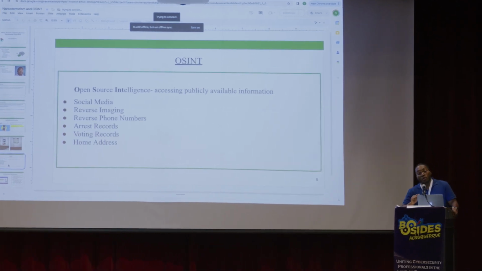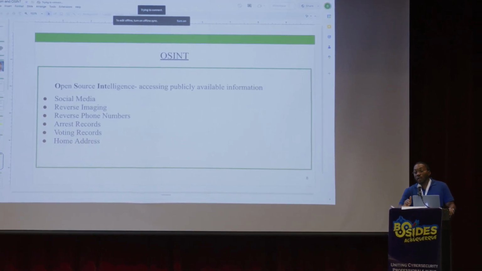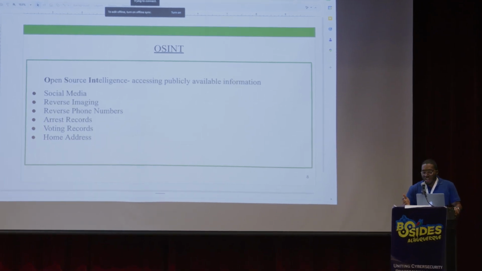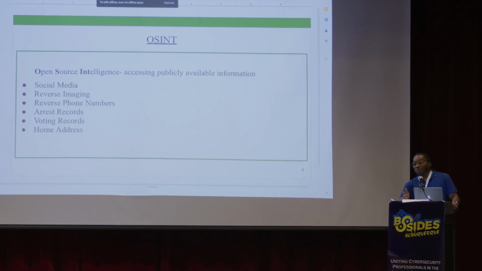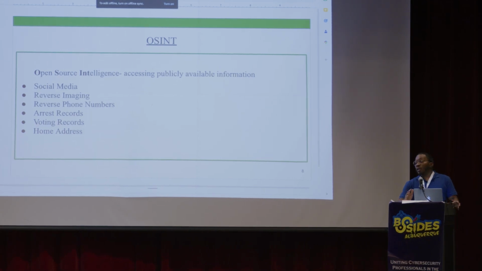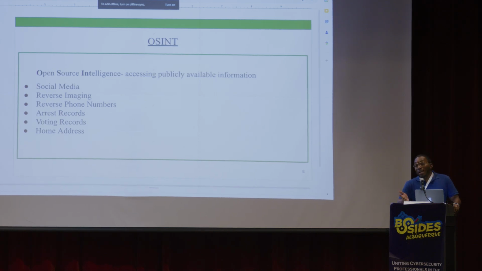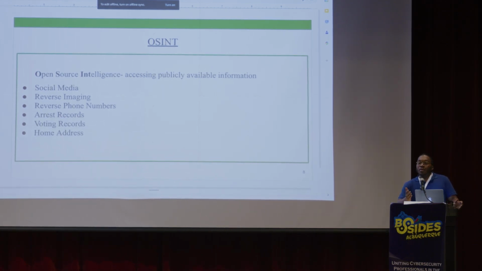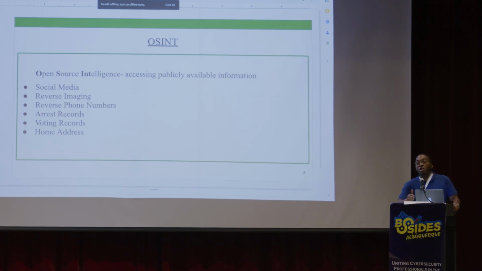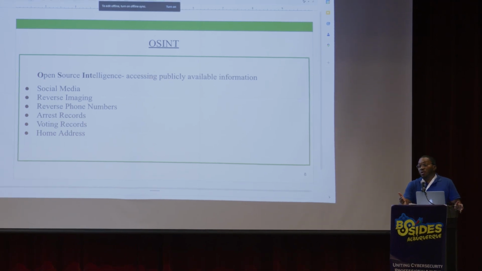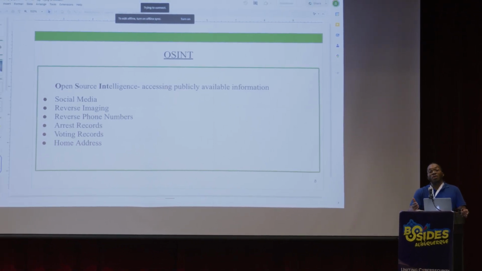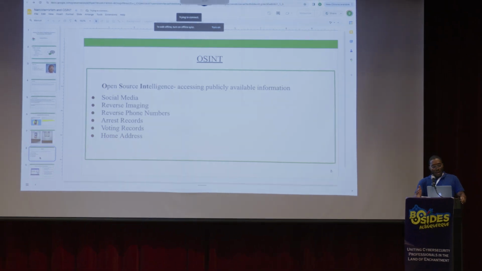Open source intelligence, for those of you that don't know, is assessing publicly available information. It's using social media, reverse imaging, reverse phone numbers, arrest records, home address, and voting records. So I guarantee right now, if you Google your name, your address may come up. And a lot of us has used OSINT in the past. For all of you that are college students, you use OSINT more than likely to look up your professor on Rate My Professor. Or for those of you who are interested in somebody and wanting to get to know them, you use OSINT. You may go to their Instagram account or their Facebook account. So we've all used OSINT in some way, shape, or form.